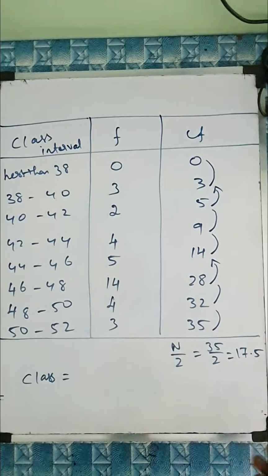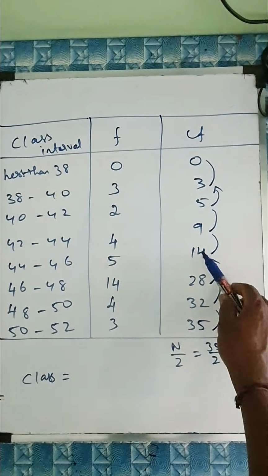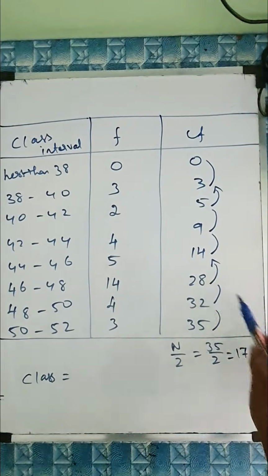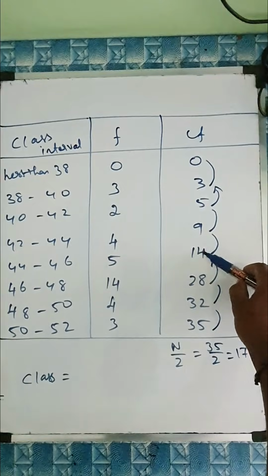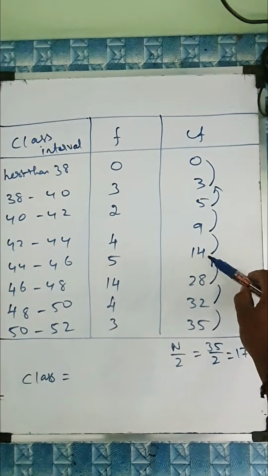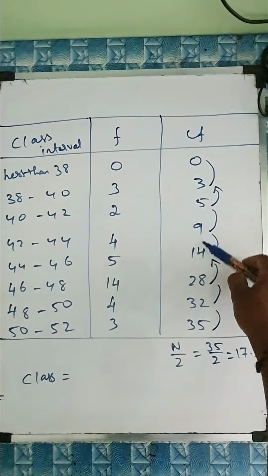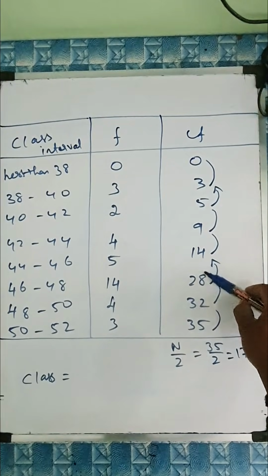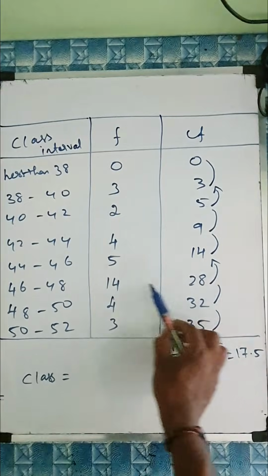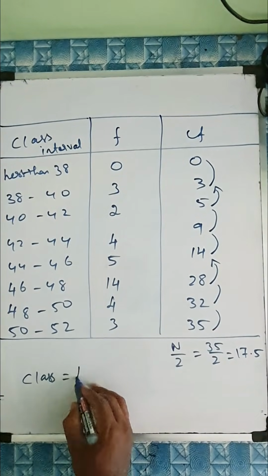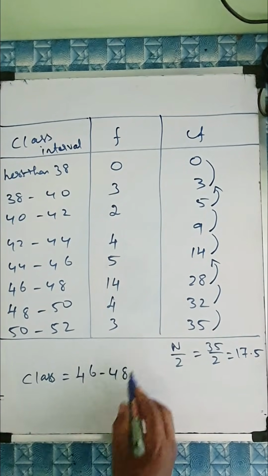I already told you these questions before when we did median. If it's 15 also, we cannot take 14, we will come to 28 only. If it is 13, we can't take 9, we will come to 14 and take that. If it's 10 also, we can't take 9, we will come to 14. So 15 to 28 will be this only. So 17.5 means we will take 28, so the class is 46 to 48.